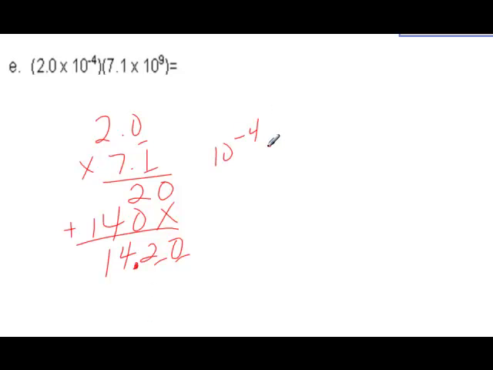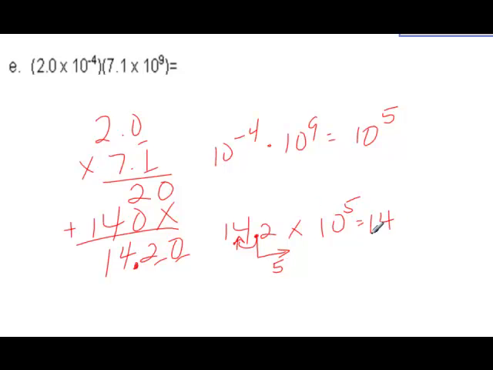10 to the negative 4th times 10 to the 9th is 10 to the 5th. So here's my number right here: 14.2 times 10 to the 5th. I got to move this back here. Is that going closer or farther away than what this tells me? Farther away, because this has to go to the right 5. So my new number is 1.42 times 10 to the 6th. Good.